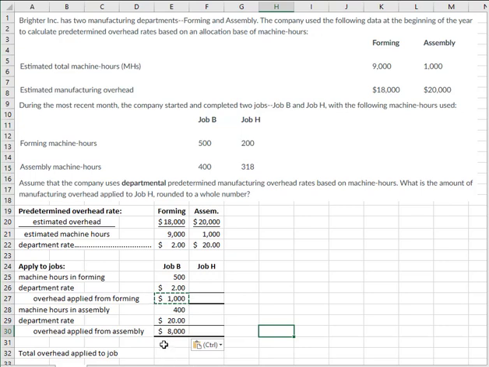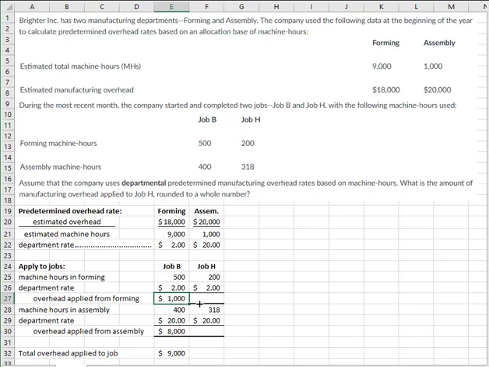So then the overhead for that job is those multiplied out. So the total overhead for that job would be the hours and rate in forming, and the hours and rate in assembly. All right, so there were 200 hours in forming, and that rate is 2. And there were 318 hours in assembly, and that rate is 20.